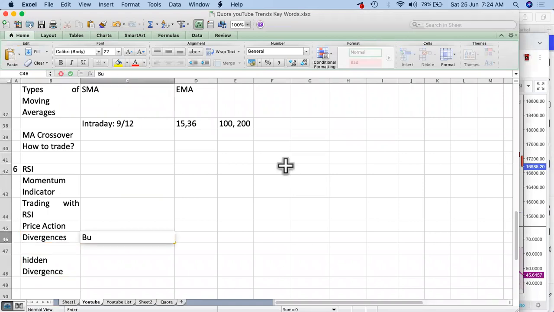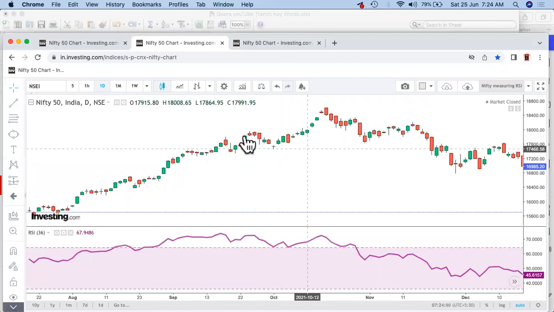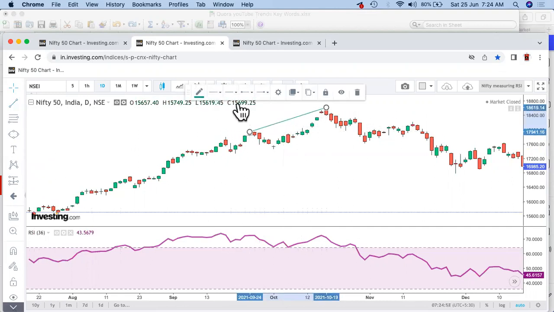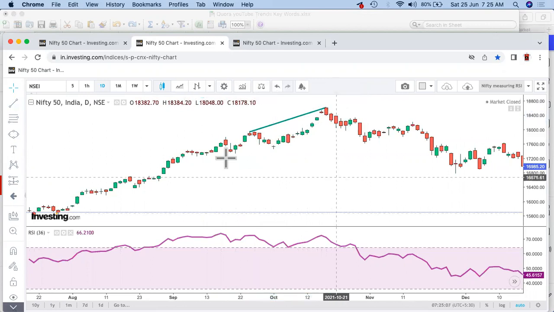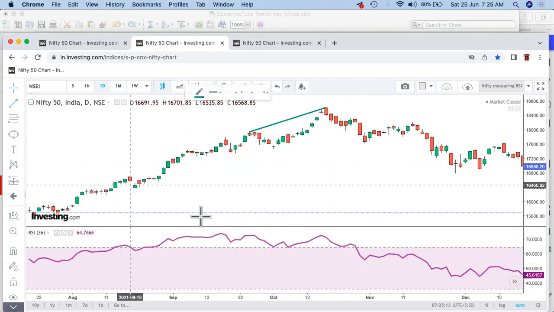Divergence is bullish and second is bearish, right? So it can be bullish divergence, it can be bearish divergence. So now what is bullish divergence and what is bearish divergence, right? Now, first thing is, let's say, for example, here we know that the price has been moving up, right? We see that the price has been continuously moving up. Now, is it the same in terms of RSI also? Let's try to find out.